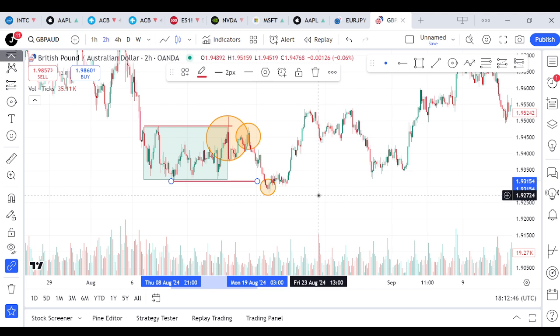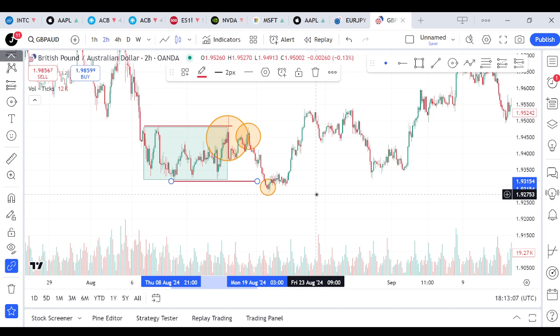Let's talk about the reasons for fake breakouts. Fake breakouts can happen for several reasons, and understanding these factors is essential for improving your trading strategy. There are two primary reasons for fake breakouts. The first one is market manipulation. Market manipulation is a significant reason behind fake breakouts.